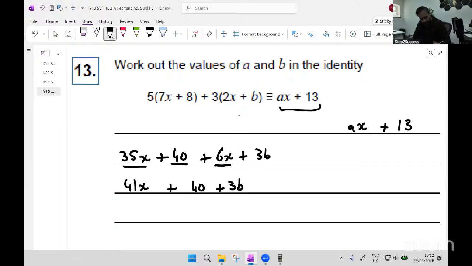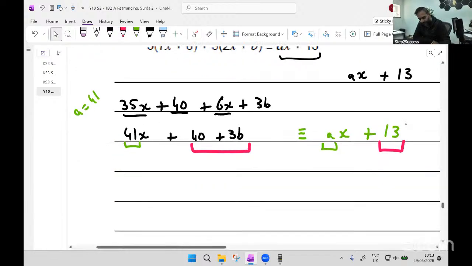That means, and remember, this needs to look like this. And so this a is the number in front of the x, which is 41. So my a is 41. Now, the rest of it needs to look the same as this. Let me change colors for that. This bit is the number at the end, which is 13. So you kind of go, what does b have to be to make all of that 13?